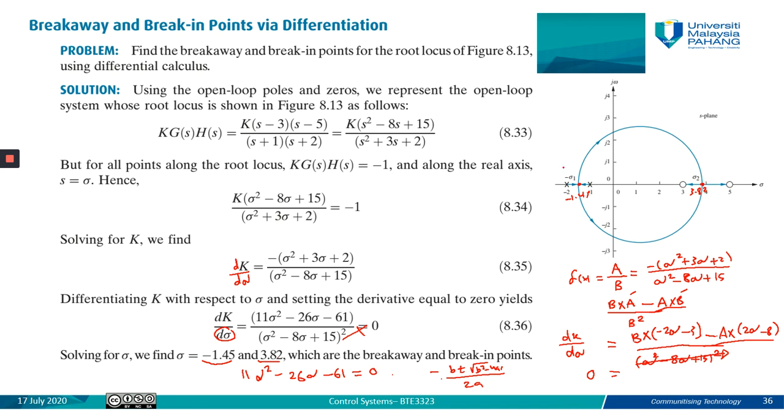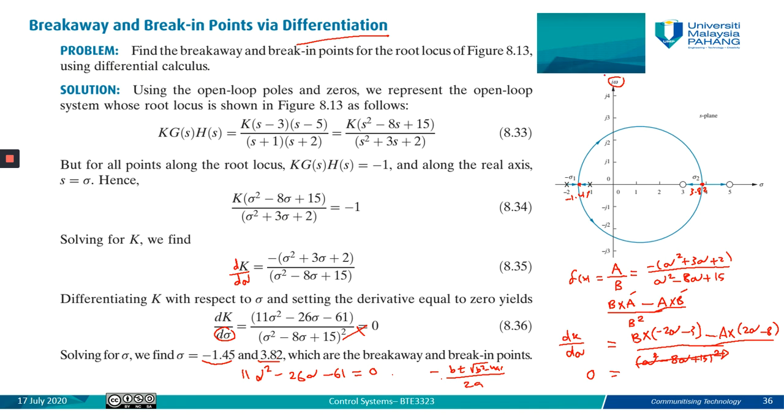Okay, this is how to use the differentiation method in order to find the value of the breakaway and break-in points. This is the breakaway point, this is the break-in point. We calculate the two values on the real axis. We said we use sigma because sigma represents the real number on the real axis, while j omega represents the number on the imaginary axis.